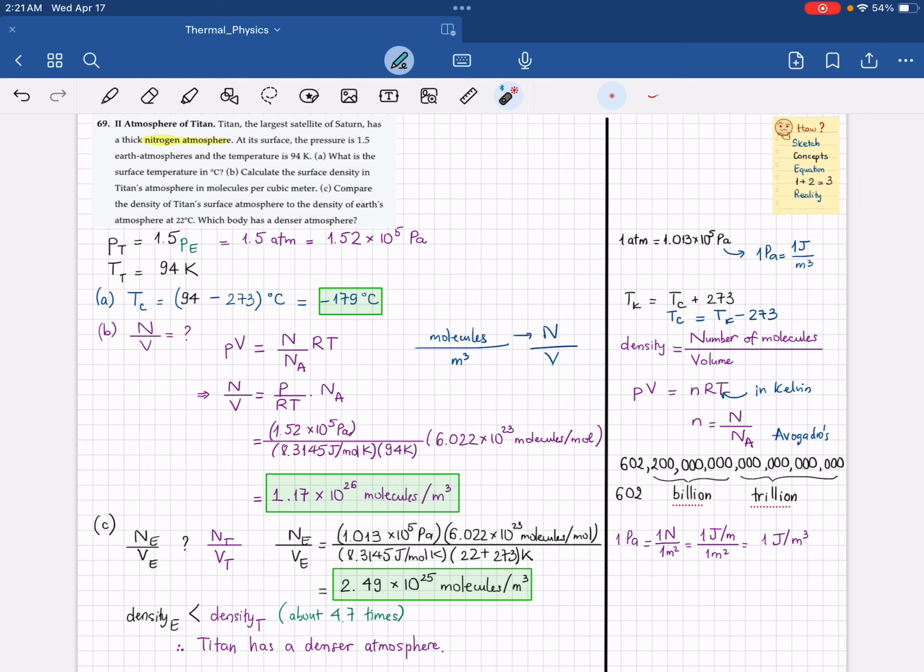Now they also ask us to compare between the Earth and Titan. Which one has the denser atmosphere? Which means that we need to compare the density, and obviously we can see this one is like 10 to the 26, and this is like 10 to the 25. So this one should be around 2.5 times 10 to the 25, sorry, 25th. So then that should be about 4.7 times denser for Titan. So then Titan has a denser atmosphere.